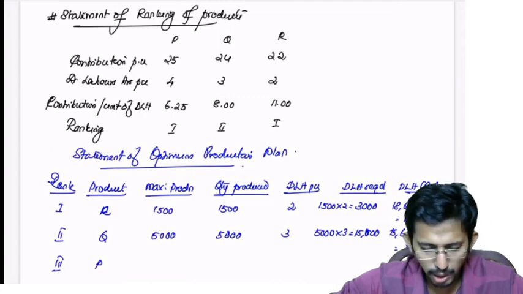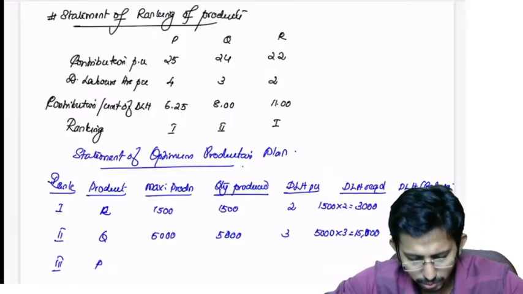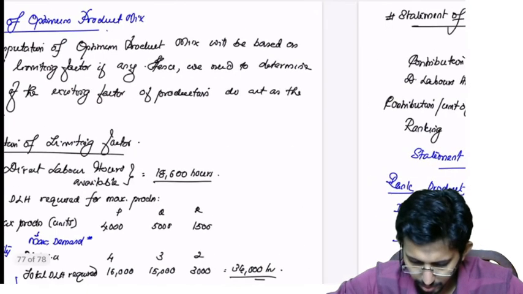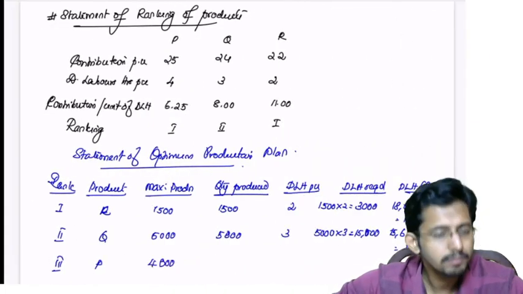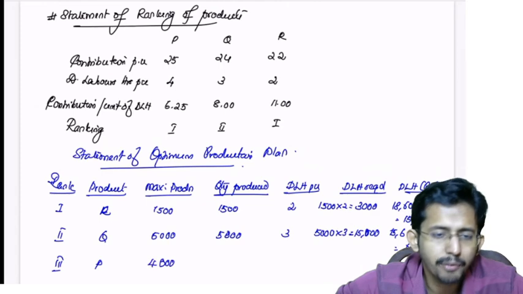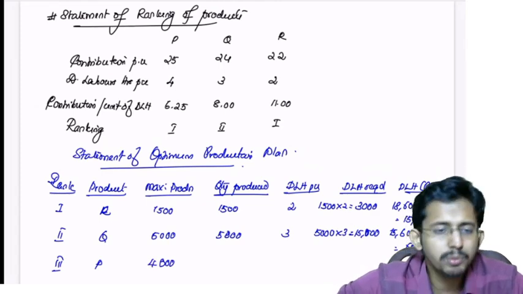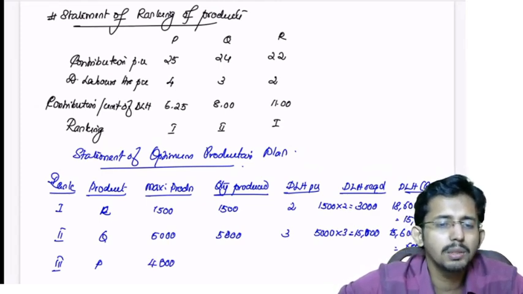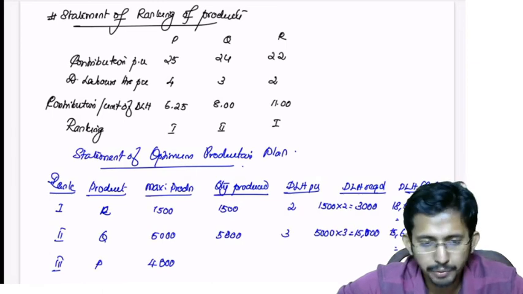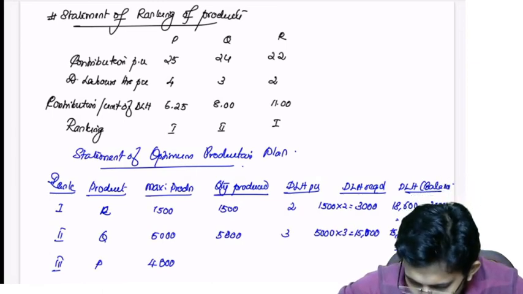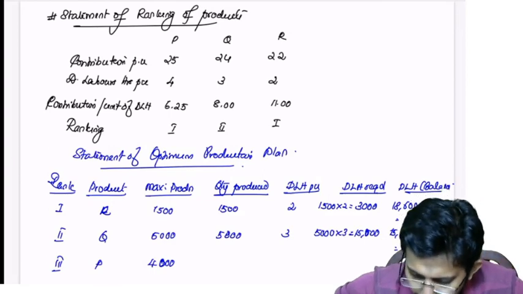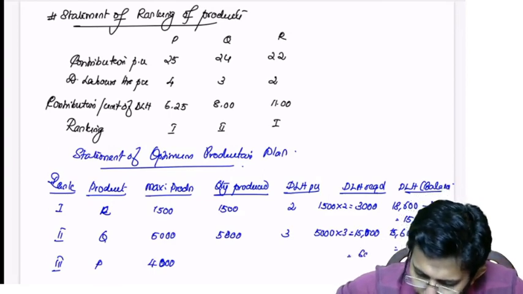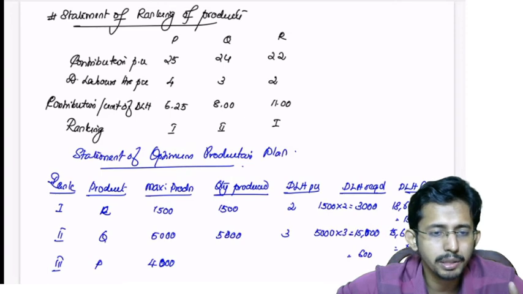Maximum production possible, how much? 4,000, right? Maximum is 4,000. But can you produce maximum? No. Why? Because what you have is only 600. So using the 600 hours, how much you can produce? That is what you have to write. So balance anyway will be nil. Then DLH required will be, available is only 600. So that is the maximum production possible.